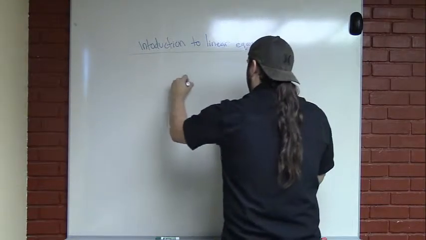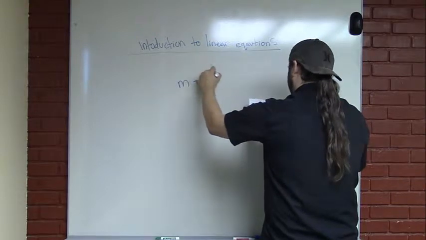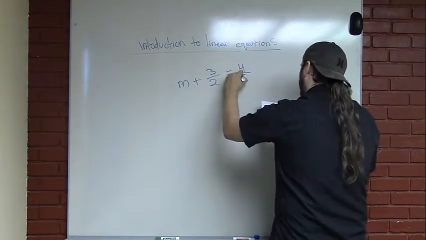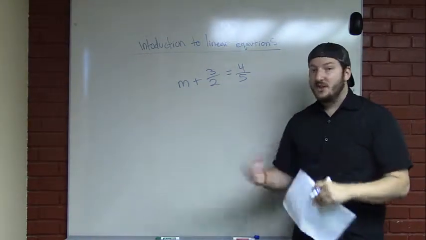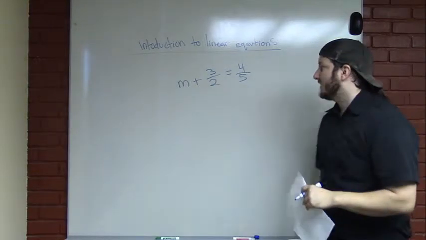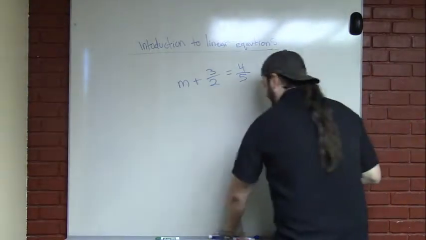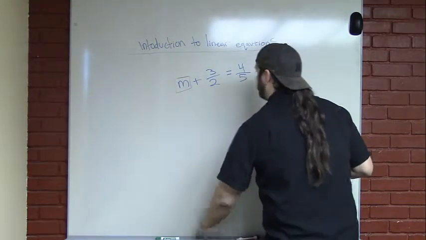All right. We have dreaded fractions. 3 over 2 equals 4 over 5. Okay. Now, nothing changes because there's fractions. Okay. Nothing changes. So you do the same exact thing. Get your m by itself.